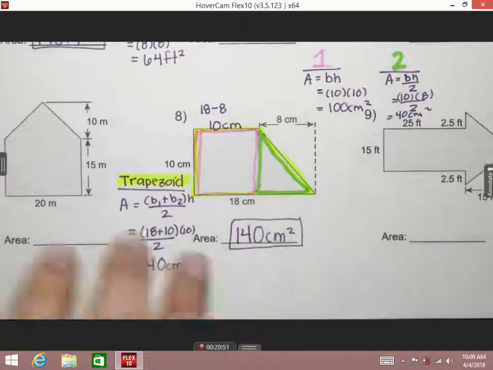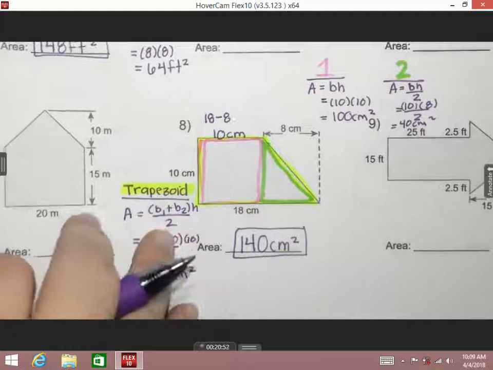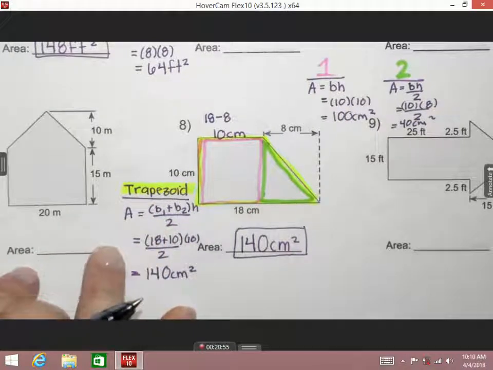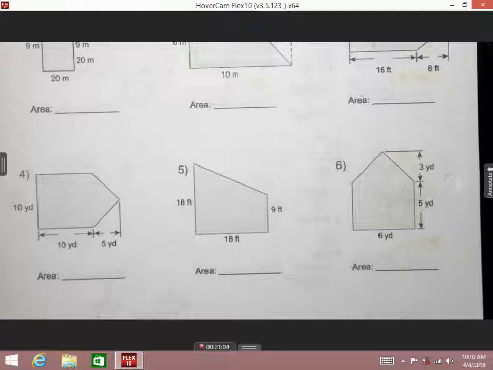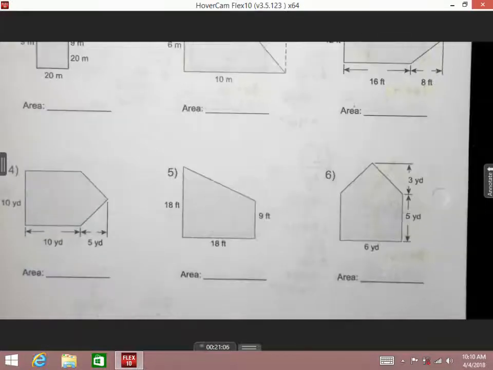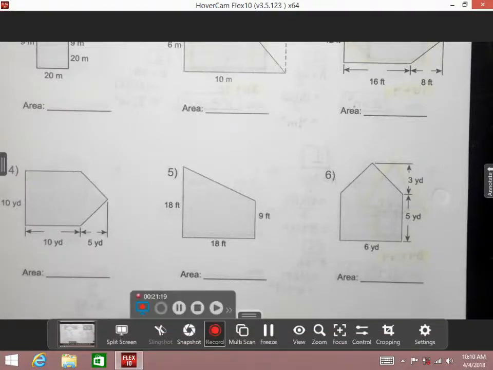Your homework for tonight is going to be on the back. 1 through 9 on the back. No, we're not going to finish tomorrow. So your homework, 1 through 9 on the back. Let's go ahead and get going.